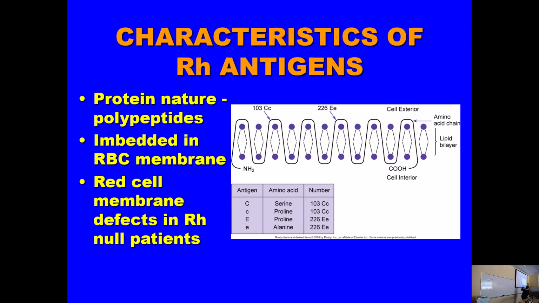So what are the characteristics that we're going to see? So remember we have this biphospholipid membrane on the outside of the red cell.